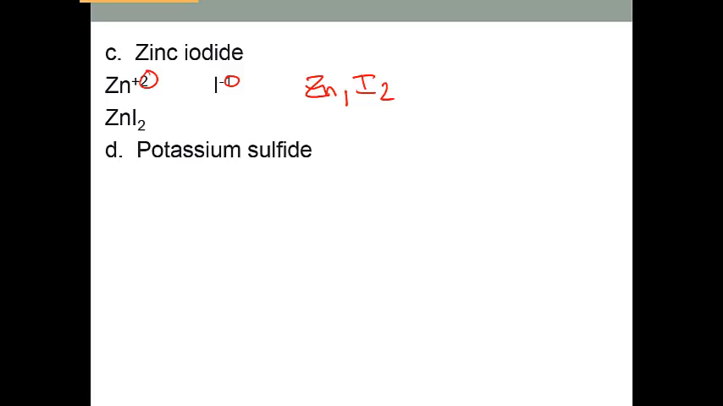Potassium sulfide. We have K with a +1, potassium's in the first family, and sulfide again is sulfur. It's in the oxygen family. It has the -2. And again, you still need to crisscross your charges. So the 1 is going to go behind the sulfur, the 2 is going to go behind the potassium. Ones are understood. We don't write them in our final answer, so K2S.